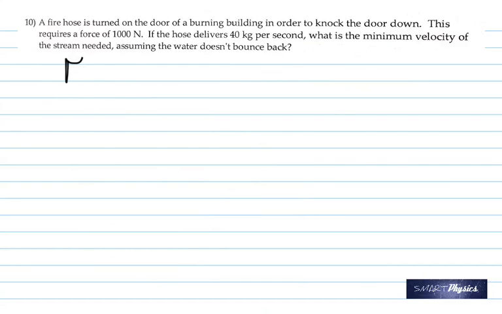The fire hose is turned on the door of a burning building in order to knock the door down. This requires a force of 1000 newtons. The hose delivers 40 kilograms per second. Look at that unit. It's not just mass, it's mass in 1 second. What is the minimum velocity of the stream needed, assuming that the water does not bounce back?